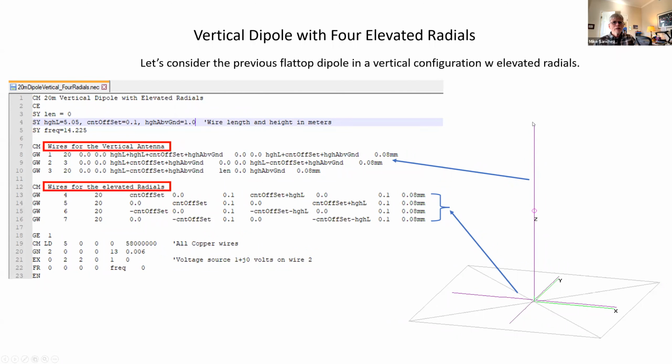And basically you still have to have 3 coordinates, but you only have 3 points along this line. And that's this model. Center offset, all that same stuff. Okay, so let's see what this does compared to a flat dipole.